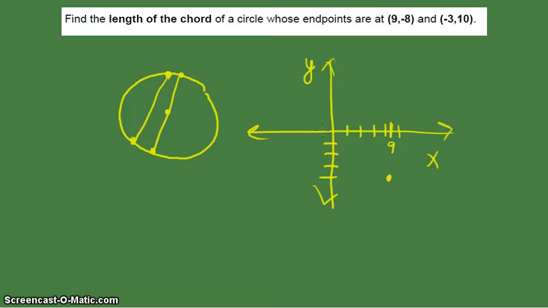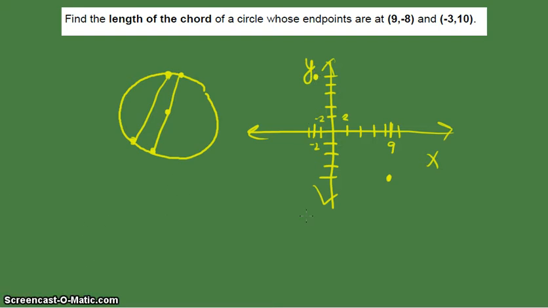So the first point is located here. (-3, 10) means, if I have 2 and then 4, this is negative 2, so this is around negative 3, then you have 2, 4, 6, 8, 10. So that means your (-3, 10) is located in this area.